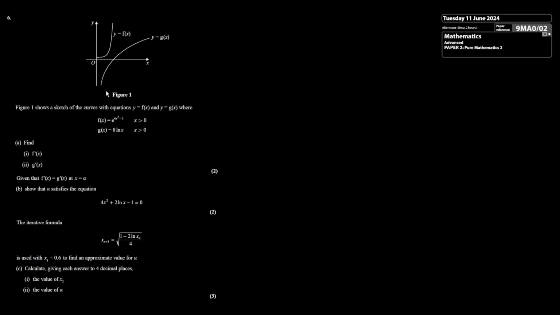Question 6. We've got two functions here, f of x and g of x. g of x is a log function and f of x is an exponential function, and the first part asks us to find the first derivative of both of them. And here's f of x.